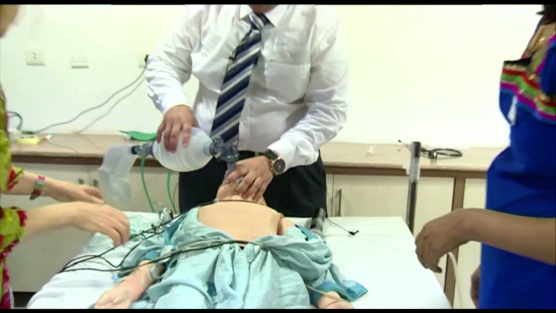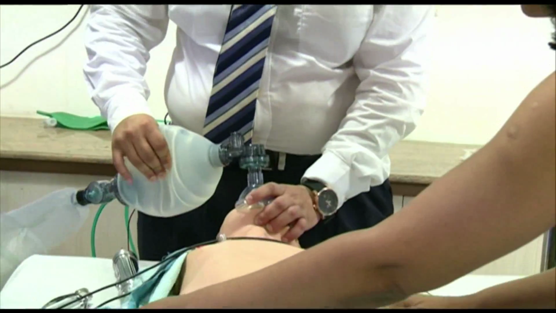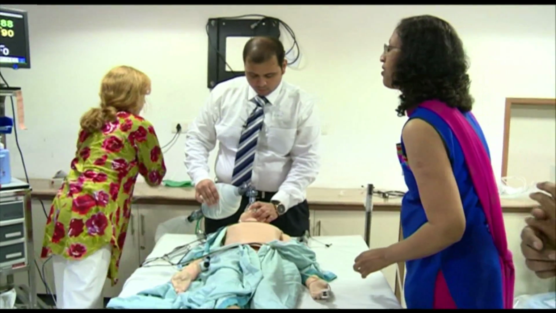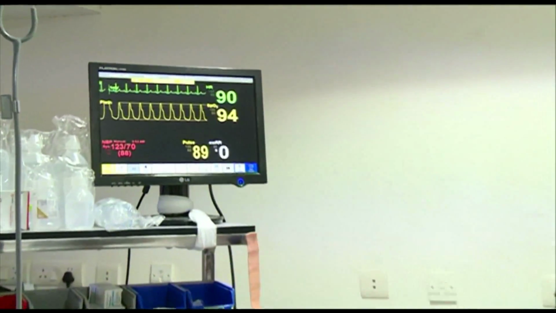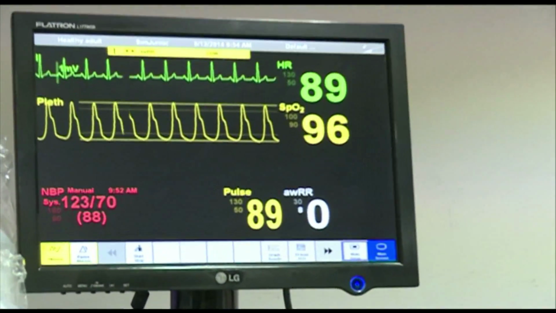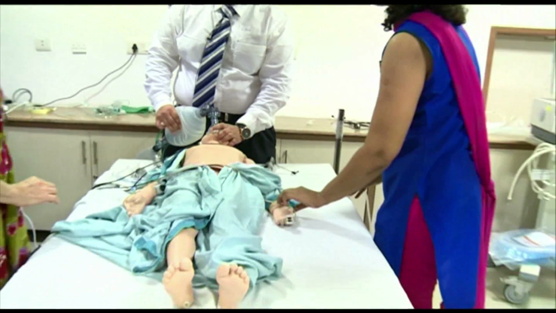Okay, so let's start bagging. Okay, I can see good chest movements there. Let's see if the saturations are picking up. Okay, they are picking up. We feel the pulse here. Okay, so saturations are picking up.